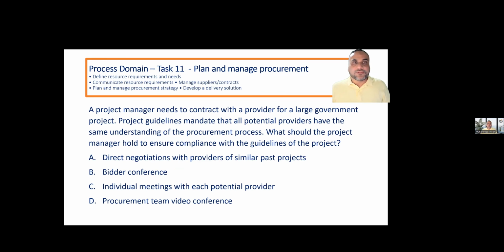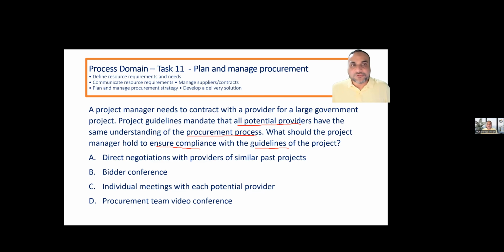A project manager needs to contract with a provider for a large government project. Project guidelines mandate that all potential providers have the same understanding of the procurement process. What should the project manager hold to ensure compliance with the guidelines of this project? All suppliers have the same understanding of the procurement process. Try to reduce the details in the question so you can focus on what they are asking.